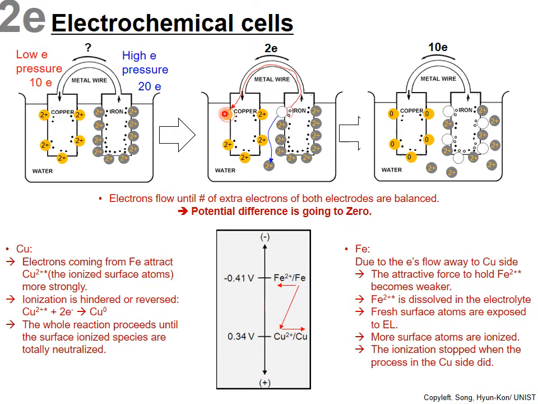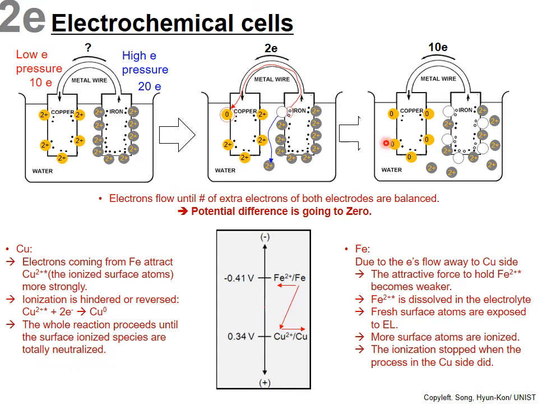And also, let me get 2 more electrons here, then move to the other copper 2 plus. So we have another reduction process here. So copper 0, copper 0, copper 0, copper 0. So the whole reaction proceeds until the surface ionized species are totally neutralized.